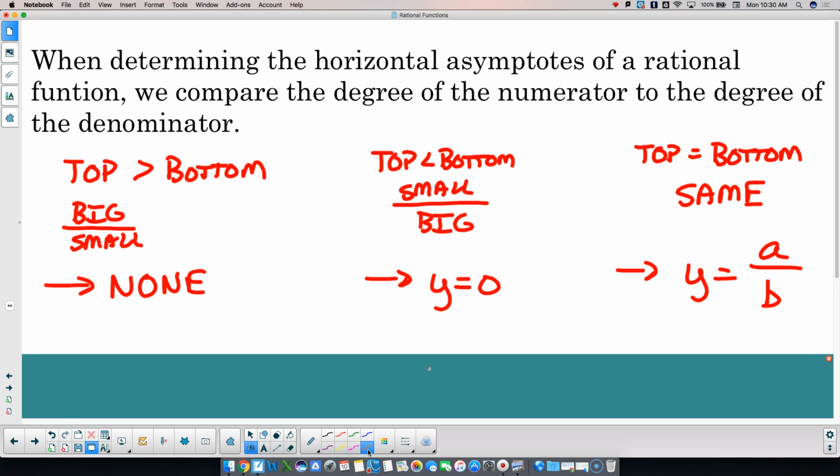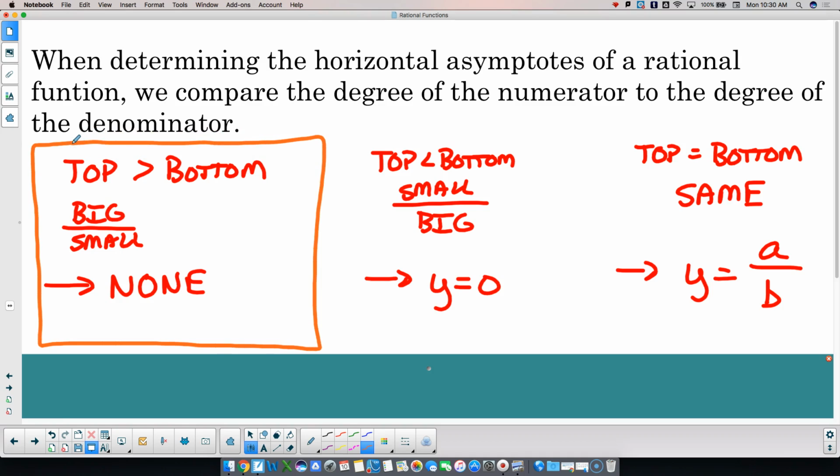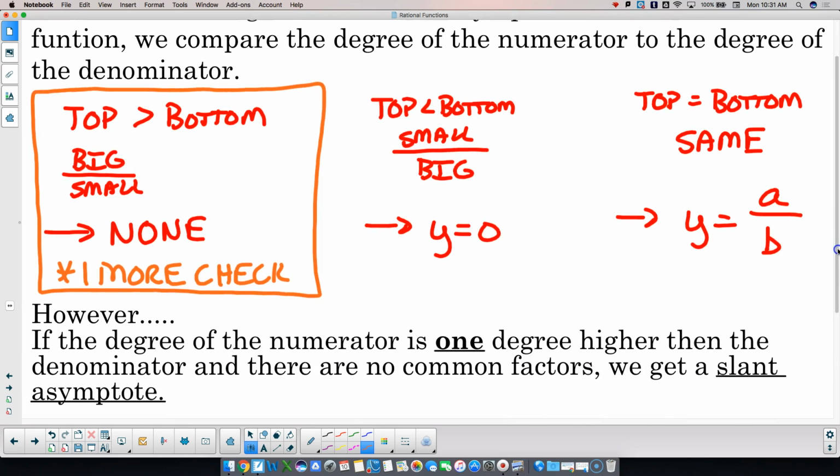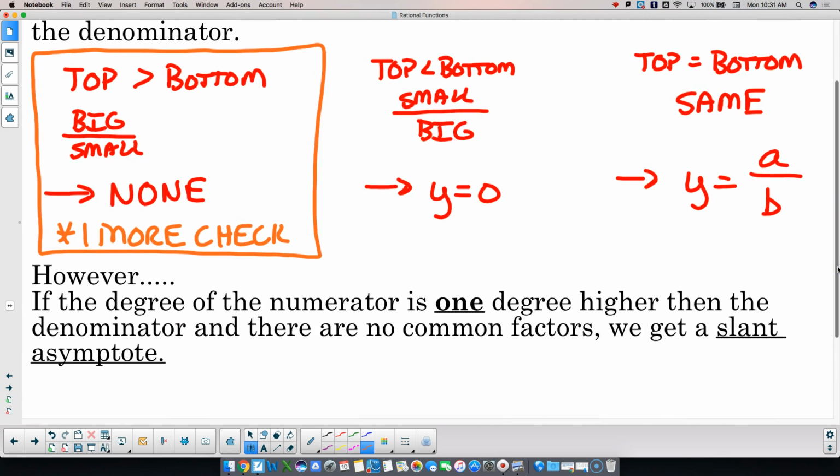However, what today changes is this case. So when we are in a top is bigger case, we have one more check, or one more step to do. And that's going to be step number 6.